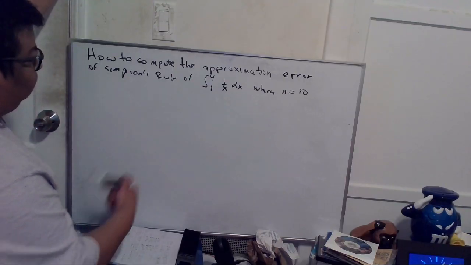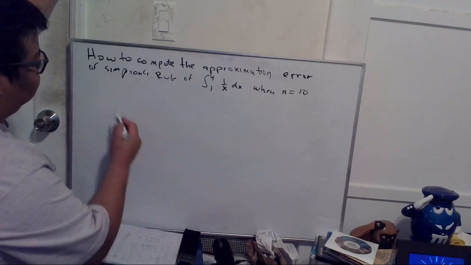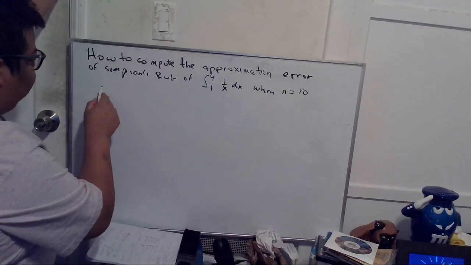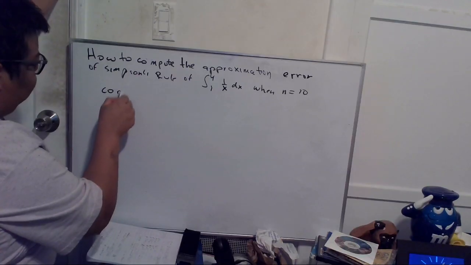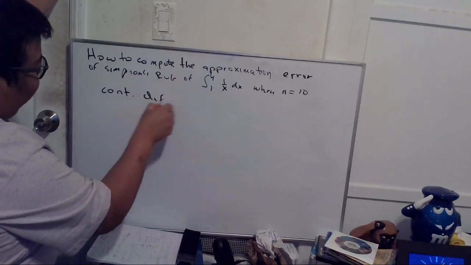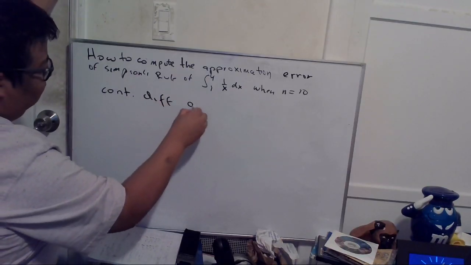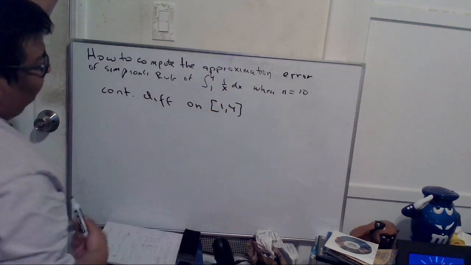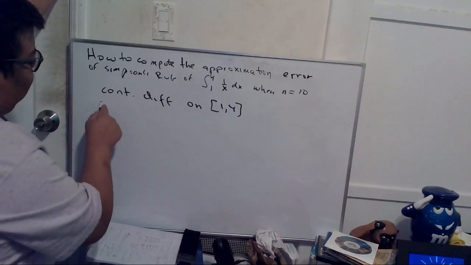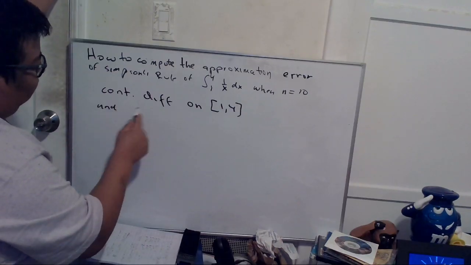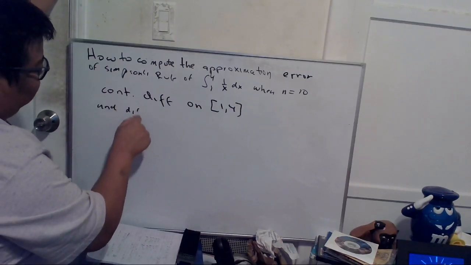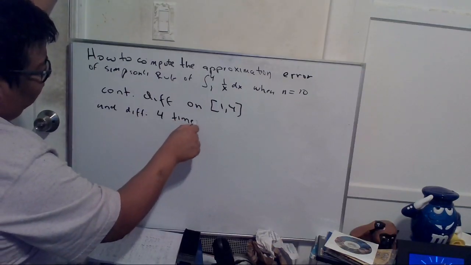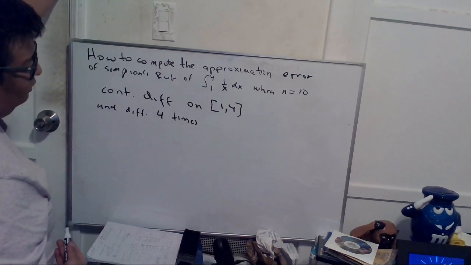So first things first, in order to be able to use Simpson's rule, the function has to be continuous and differentiable on 1 to 4, and continuous and differentiable 4 times. In other words, the fourth derivative has to exist.